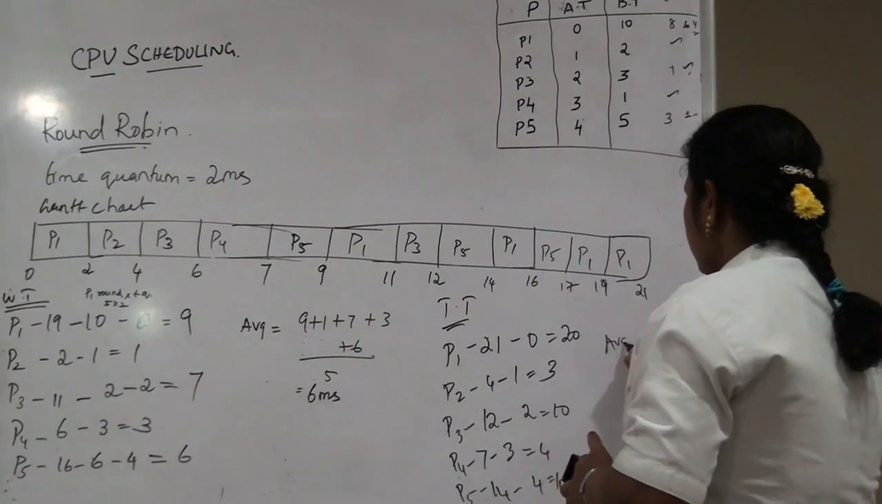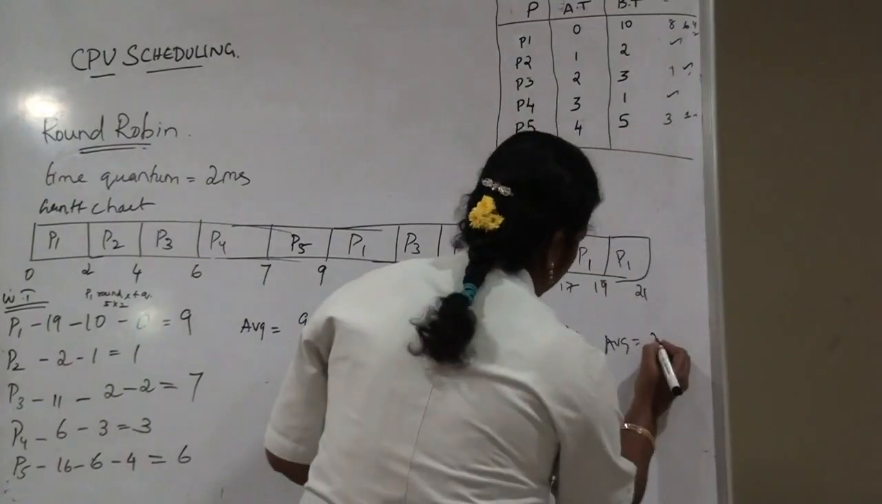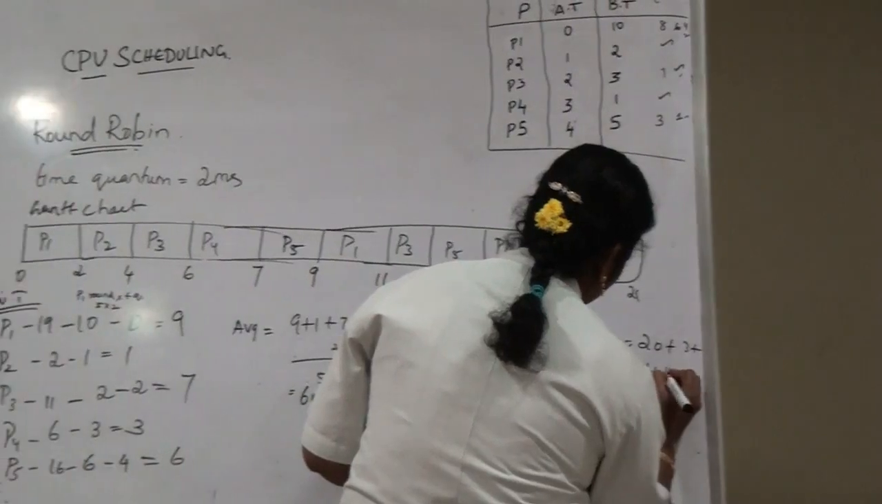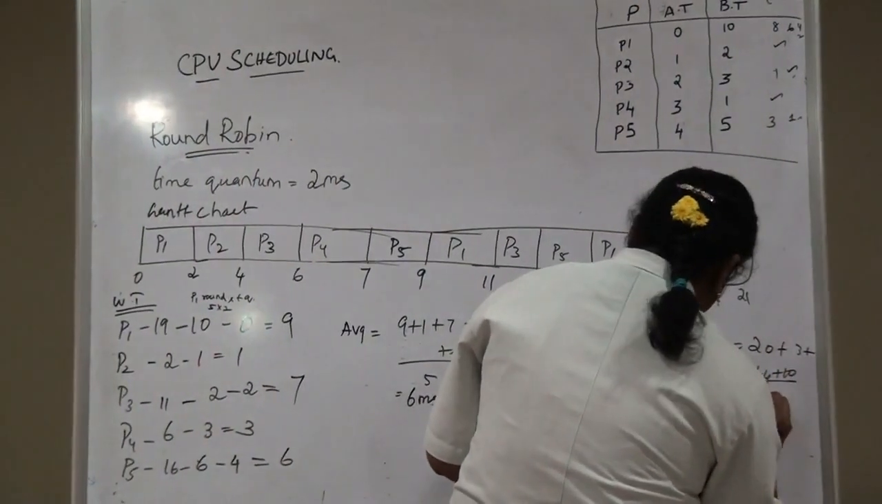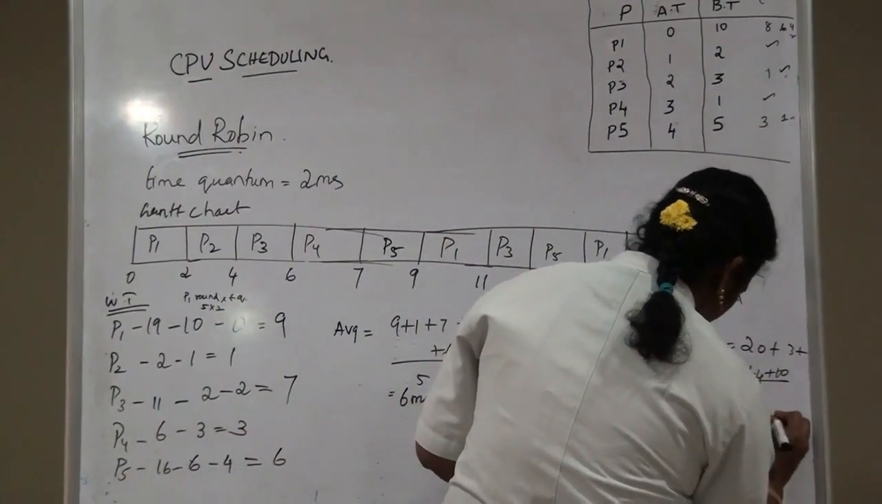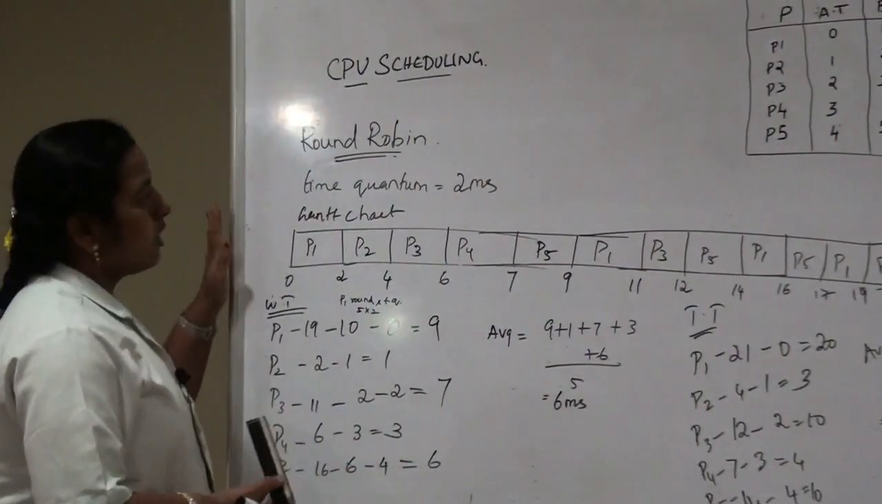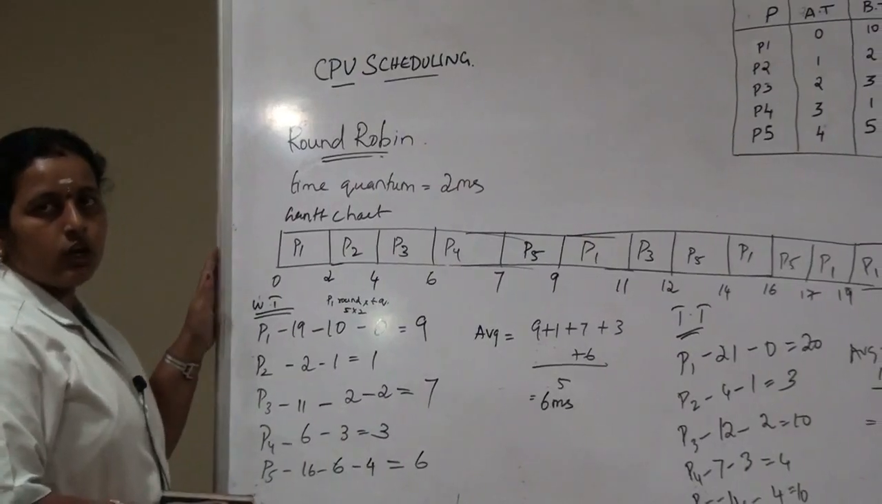So now, what will be its average? 20 plus 3 plus 10 plus 4 plus 10 divided by 5 equals 10.2 milliseconds. So this is the round robin scheduling algorithm.